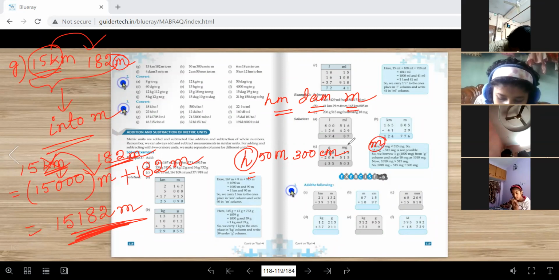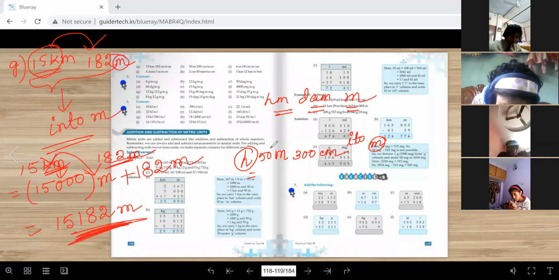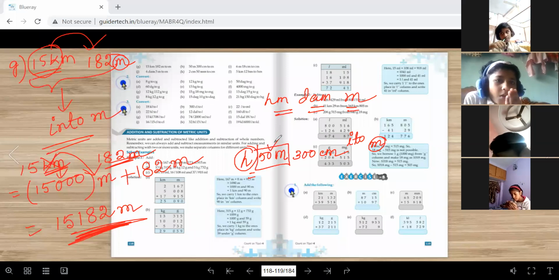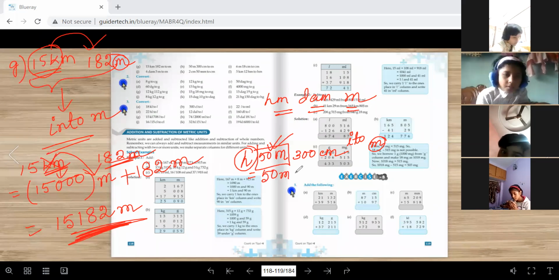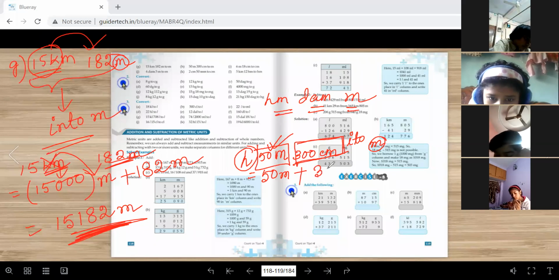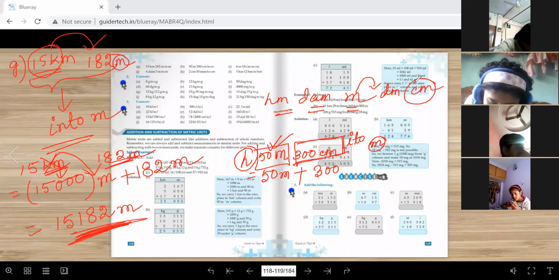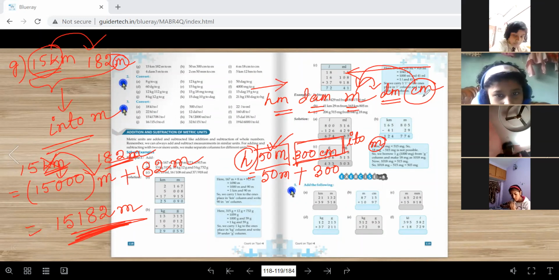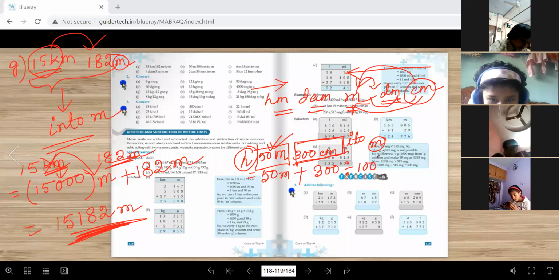Into meter. If it is given into meter, now no need to convert this 50 meter into centimeter. It is already meter. 50 meter plus. Now convert this centimeter into meter only. If we want to convert centimeter into meter, how to do? 300, look. Meter, then decimeter, then centimeter. So centimeter se meter tak jana hai. That means we will have to move from right to left. From this to this side means division. So centimeter to meter means this side. How many places? 1 and 2. So divided by 100. Yes or no?